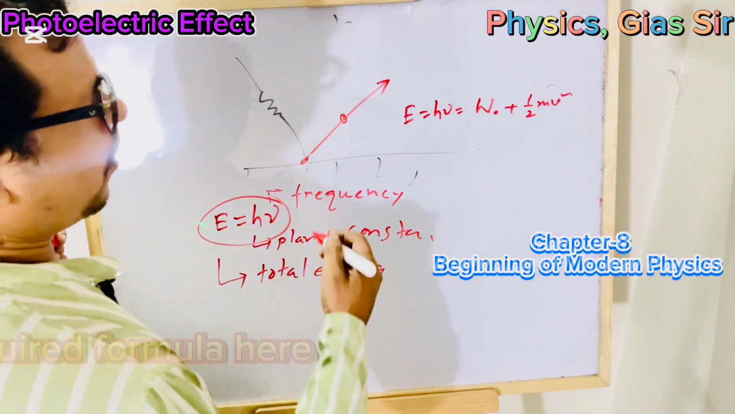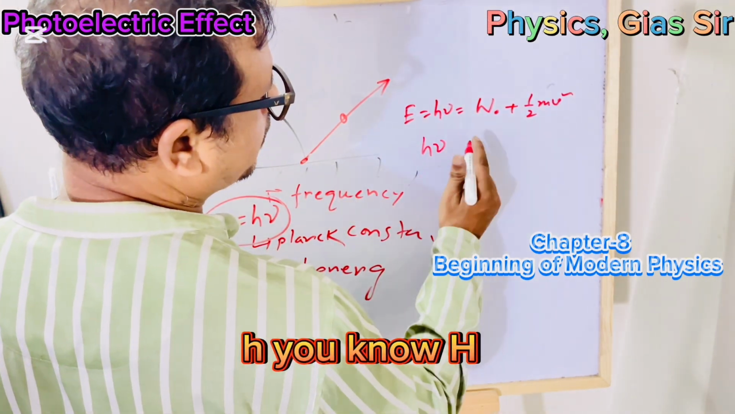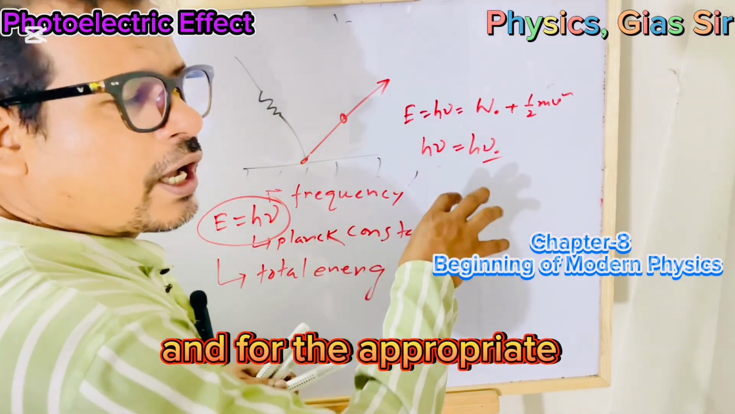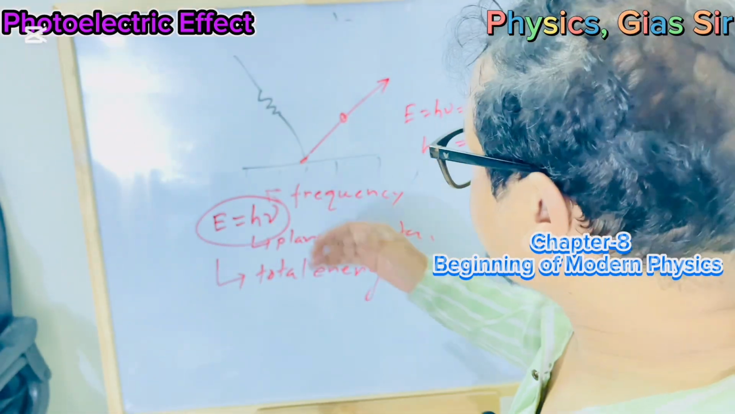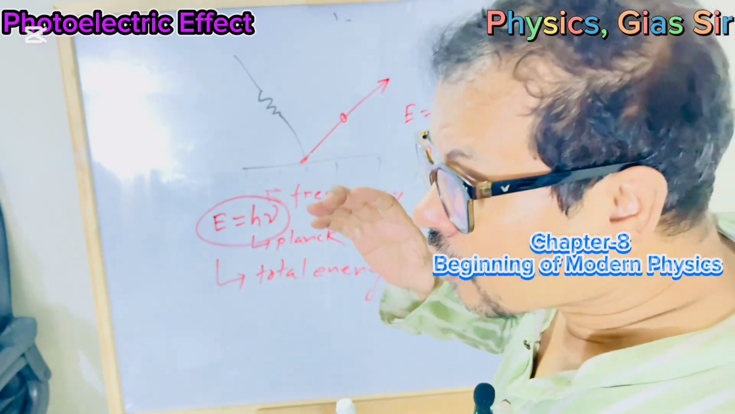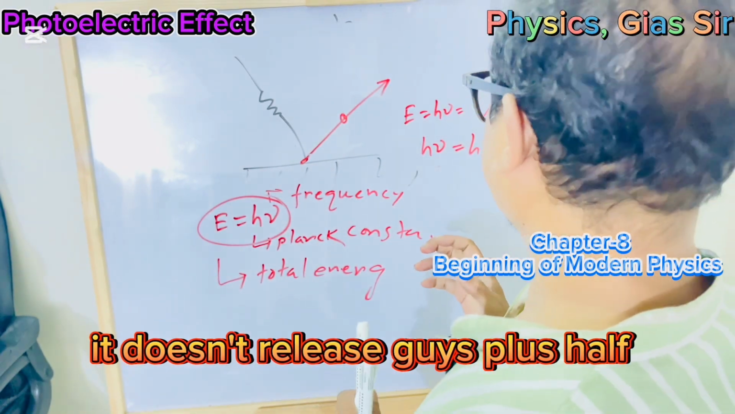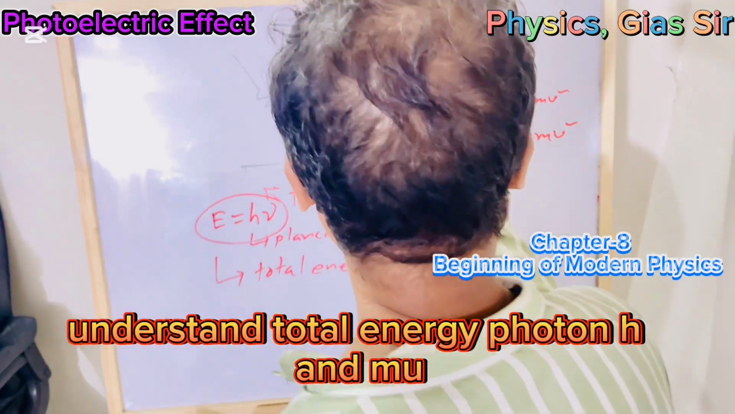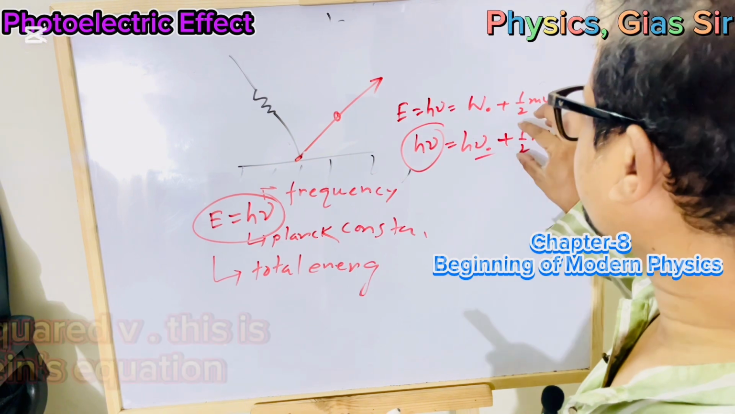This is our required formula. Here h nu naught is the threshold frequency, and with the appropriate threshold frequency, electrons will come out. Without the appropriate threshold frequency, electrons don't get released. Understand? The total energy of the photon, h nu, will be converted into h nu naught plus half mv squared.